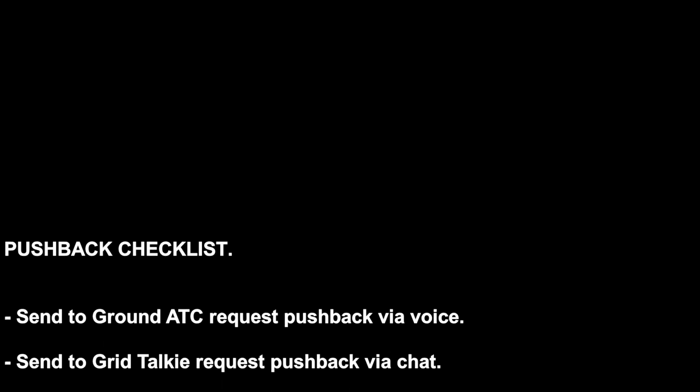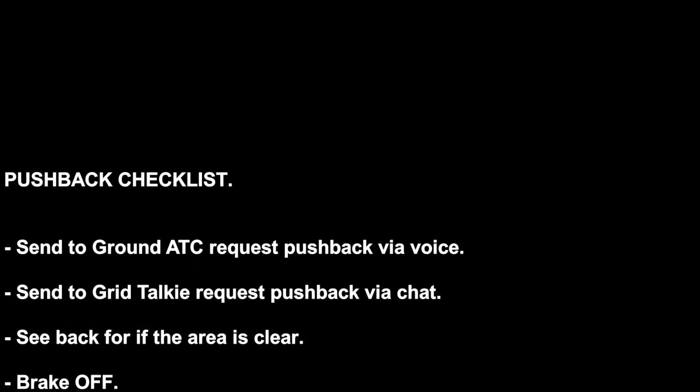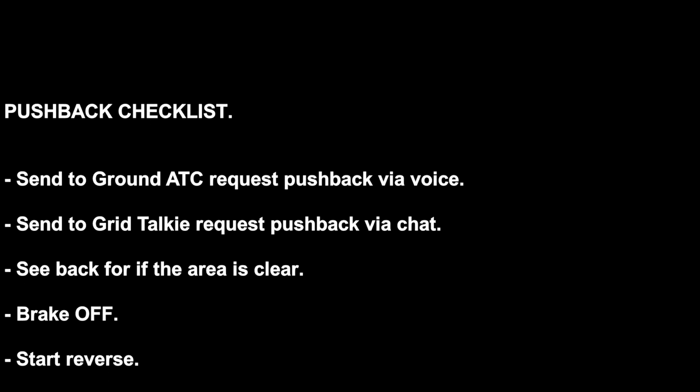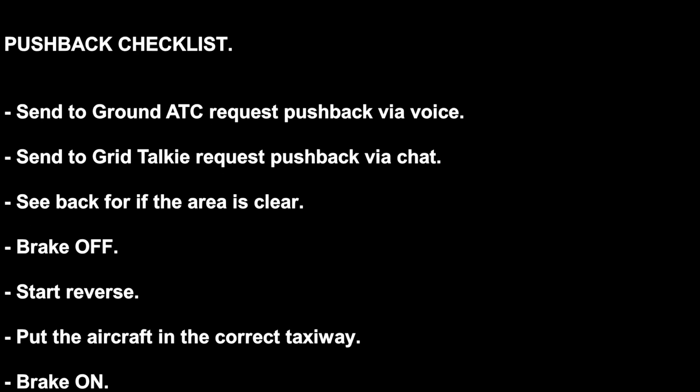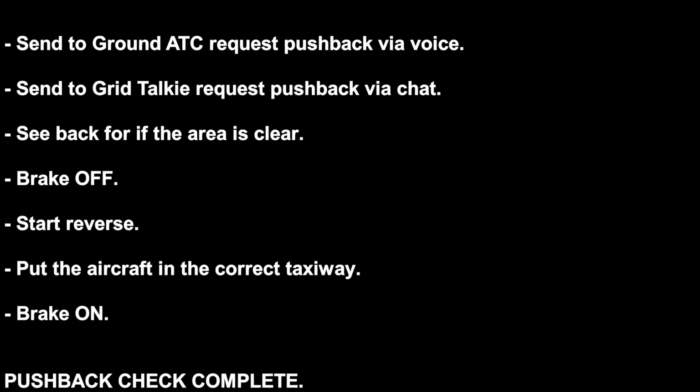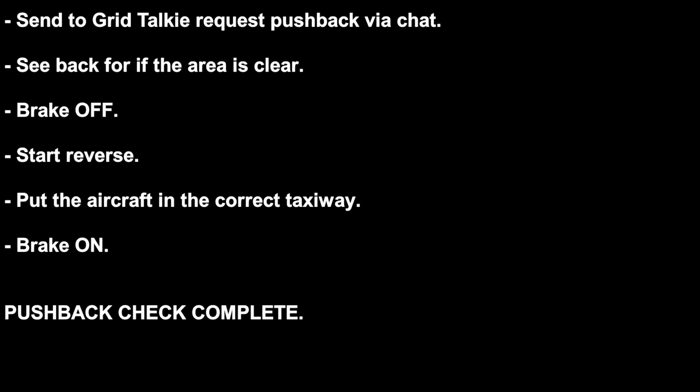Pushback checklist. Send to ground ATC request pushback via voice. Send to grid talkie request pushback via chat. See back for if the area is clear. Brake off. Start reverse. Put the aircraft in the correct taxiway. Brake on. Pushback check complete.